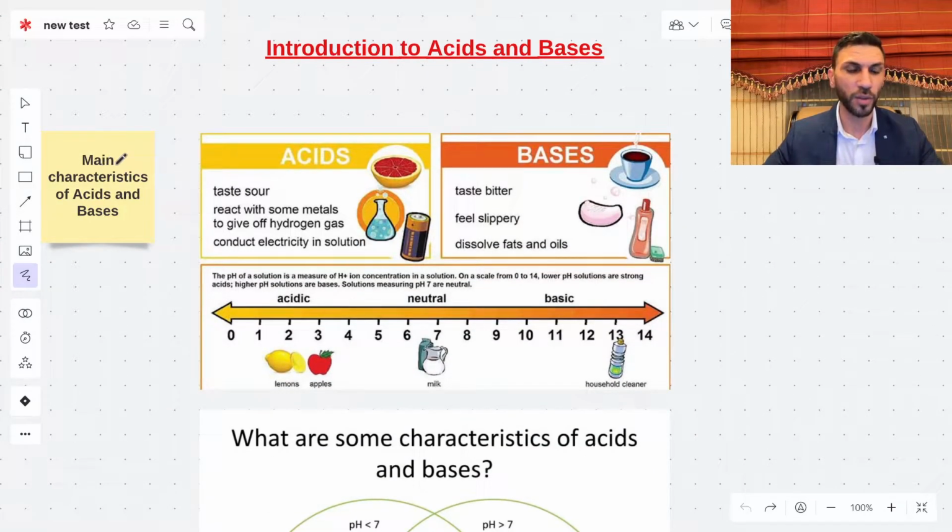We're going to have a look at the main characteristics of acids and bases. For example, if we start with the acids, the taste, as you know, is sour. They react with some active metals to give off hydrogen gas. We will check the equation. And they conduct electricity in solution. Bases have a bitter taste. They feel slippery, and they dissolve fats and oils.